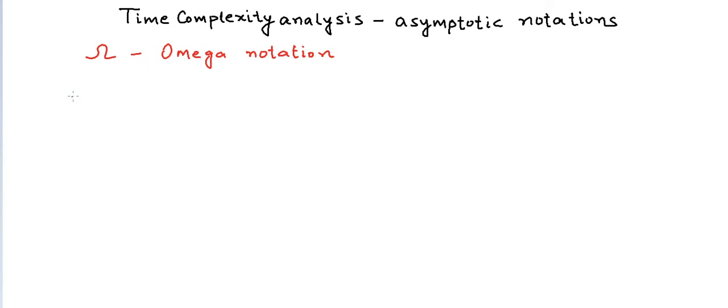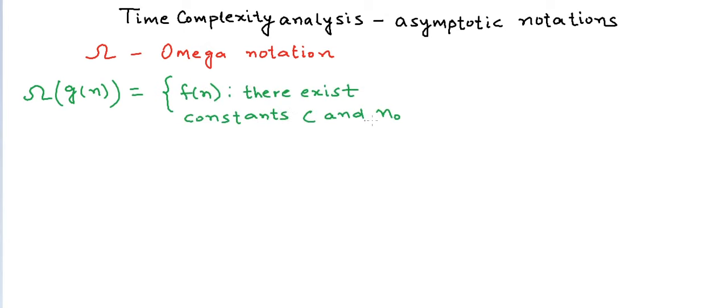So let us now define another asymptotic notation, and this notation is called omega notation. The definition for this notation is that if we have a positive function g(n) that takes positive argument n, then omega of g(n) is defined as the set of all the functions f(n) such that there exist constants c and n naught for f(n), so that c times g(n) is less than or equal to f(n) for all n greater than or equal to n naught.